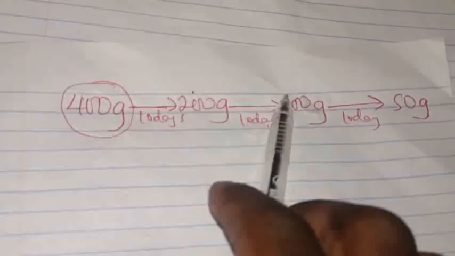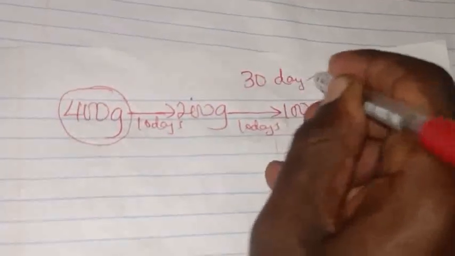So if the original mass of a substance is 400 grams and it starts to disintegrate or break down and its half-life is 10 days, how many grams will it end up with after 30 days? Let's do this. Put here the original mass, which is 400 grams. Allow it to disintegrate to half its original mass in 10 days.